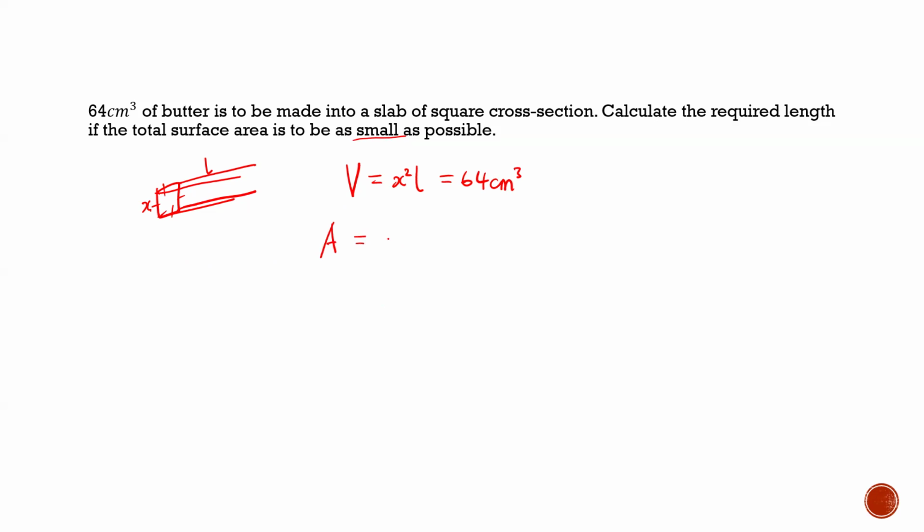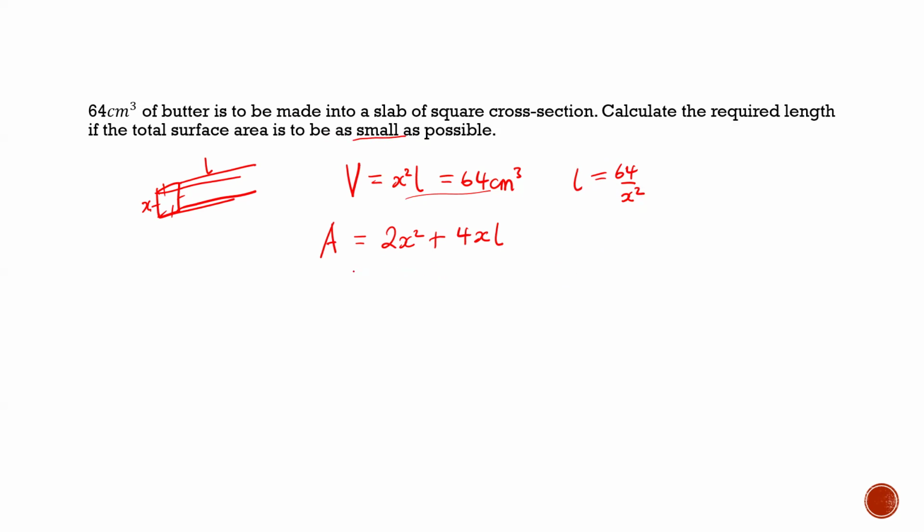Surface area of that slab is going to be given by 2x squared, the two opposite faces of the square, plus 4xL, because we have 4 rectangles with dimensions x by L. This is the equation for the total surface area of the slab. Now we know from the volume equation that for this particular butter, L is given by 64 out of x squared. And we want the surface area to be as small as possible.